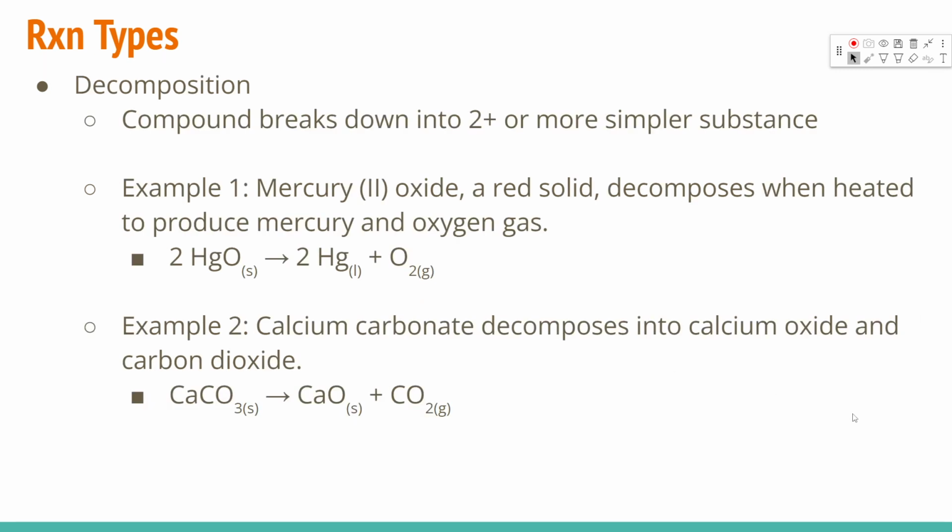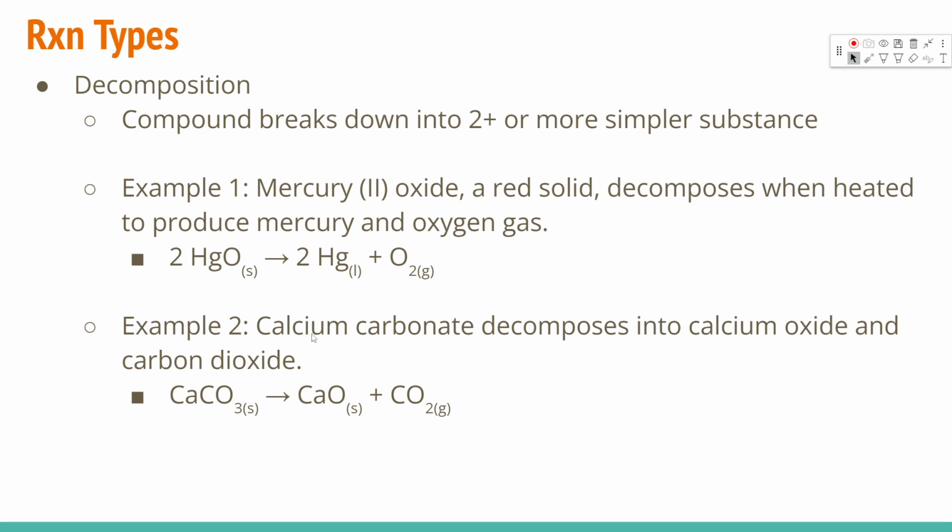Cool. Decomposition, we're breaking down into 2 or more substances depending on what the example is. And so in this first example, we have an ionic compound. We have mercury 2 oxide. It's a red solid. Cool. So we got a solid. It's decomposing. So that's why we draw the arrow. When it's heated, and then you're producing mercury by itself and oxygen. Again, oxygen is one of the diatomics we memorize, so that's why it's O2. Mercury is just chilling as one of itself, and so that's why it's 1. And then you want to balance the equation.